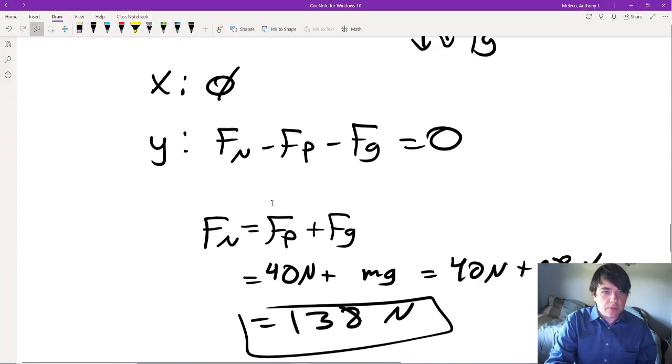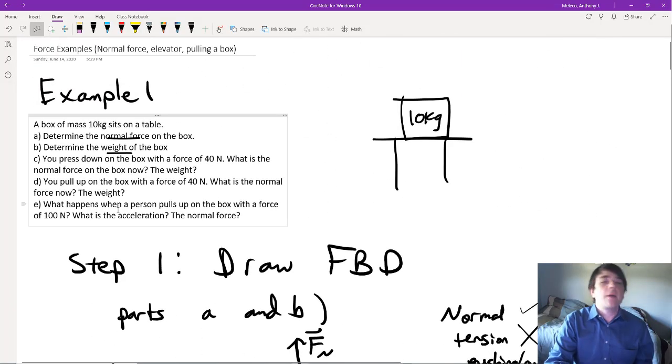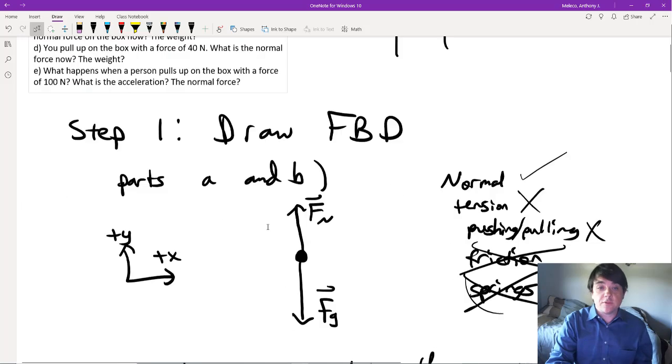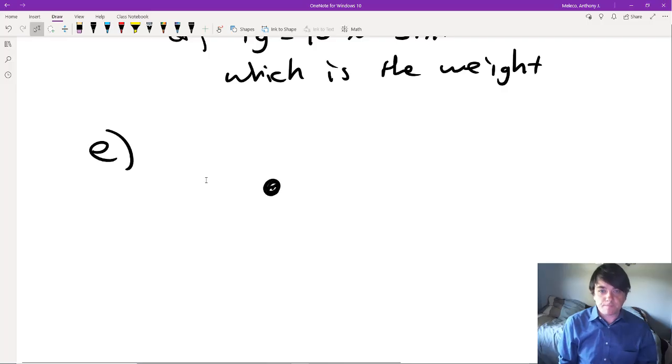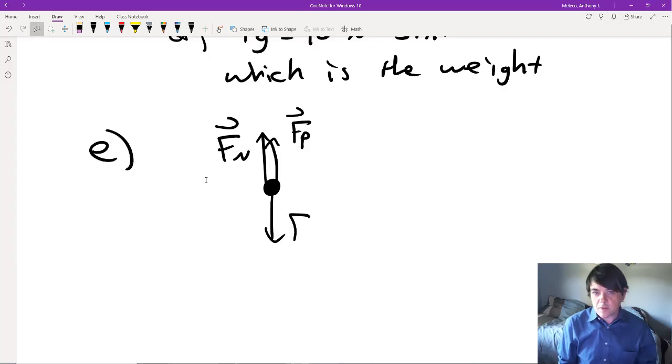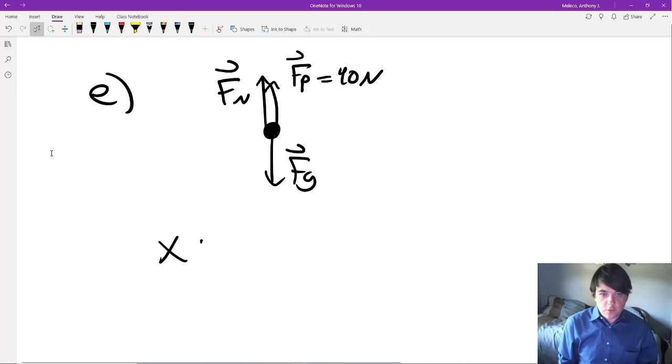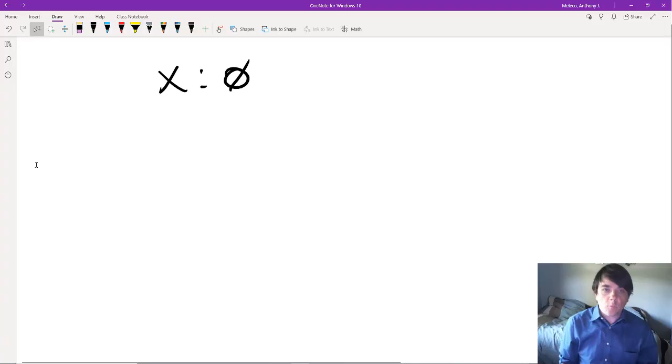Part E, I believe we are on. The final part, what happens when a person pulls up on the box with a force of 100 newtons? Okay, so now we're getting to something kind of interesting happening. You have Fp. I'm going to say there's a normal force, just so you can see what happens. And then Fg. Oh, sorry, this is 100 newtons. If you drew this as your free body, okay, what would happen?